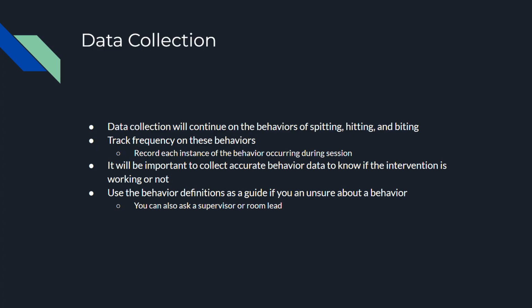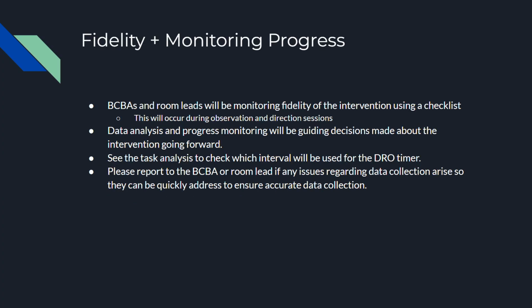We have those behavior definitions, so use those as a guide if you're unsure about whether a behavior occurred or not. You can also ask a supervisor or a room lead if you're unsure about behavior. BCBAs and room leads will be monitoring the fidelity of the intervention using a checklist, so we'll be going off that task list that we just saw. This will be occurring during our O&D sessions.